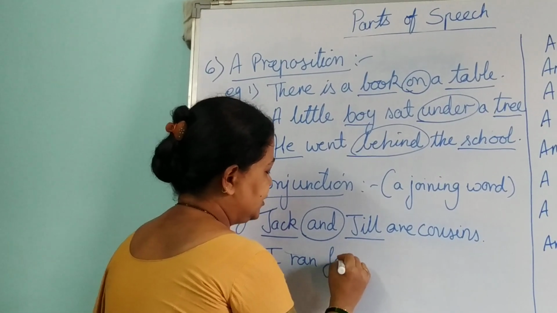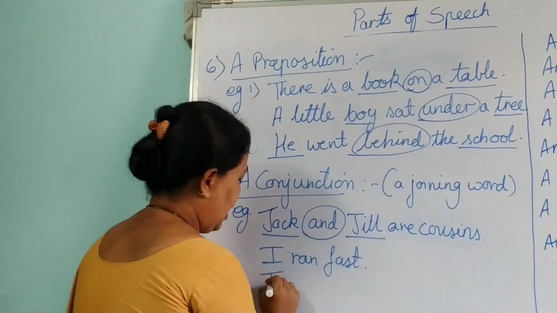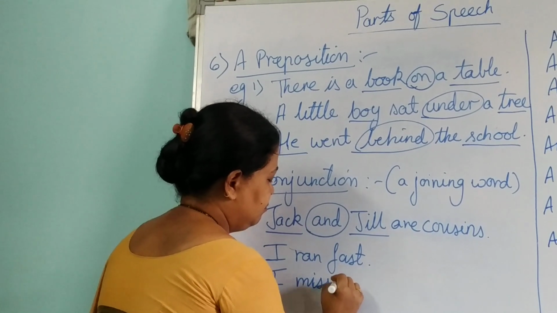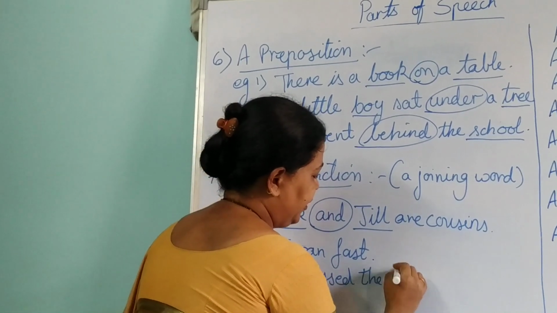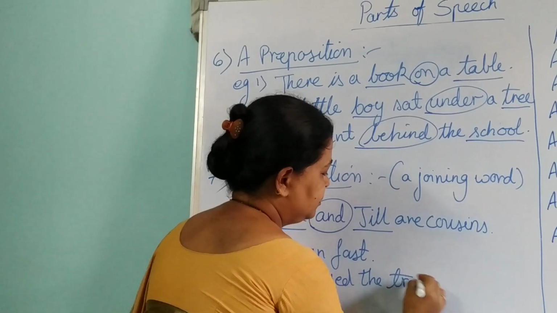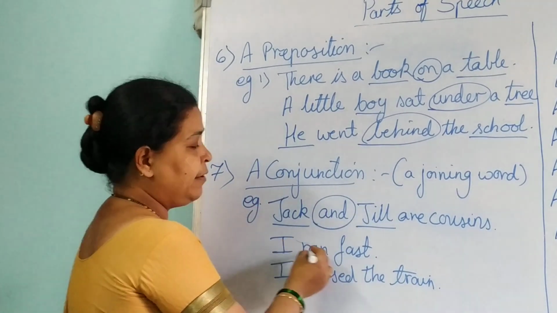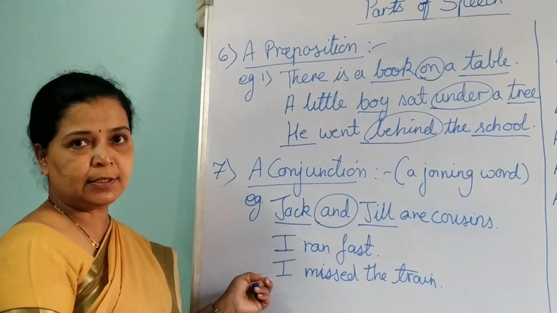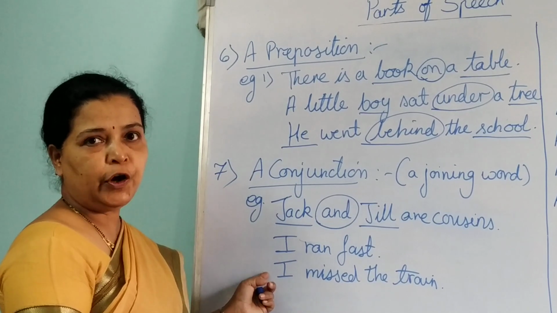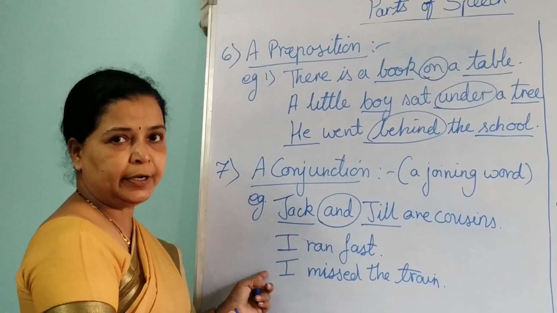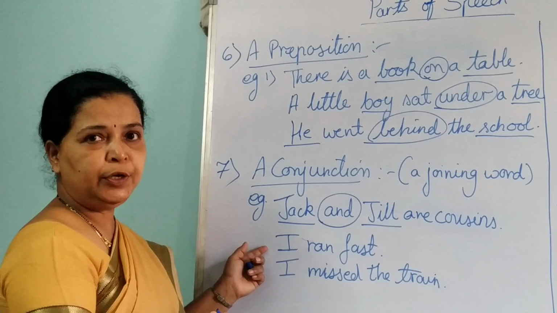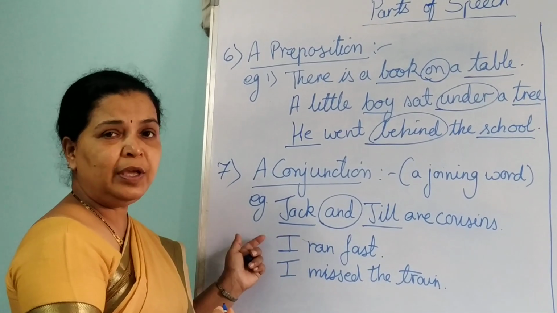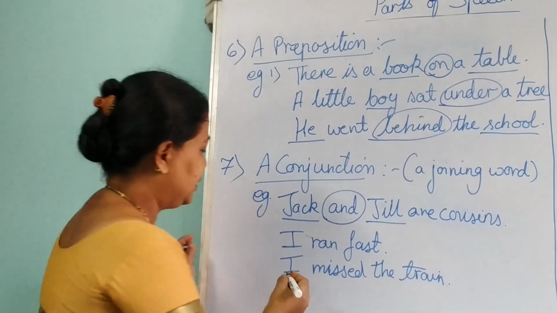I ran fast. I missed the train. Now look here, these two sentences, I ran fast, I missed the train. These are the two sentences and we are supposed to join these two sentences. So how to do it? If we are told to join two sentences, then how do we do it? So what do we do? We make use of conjunctions. So let's do it.